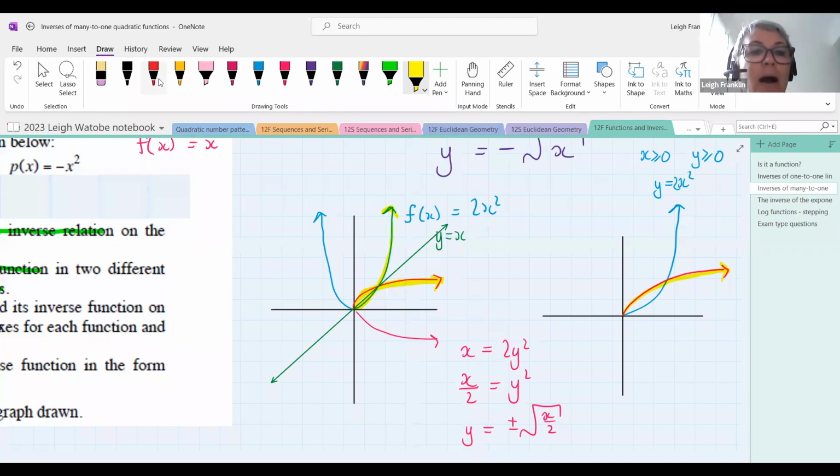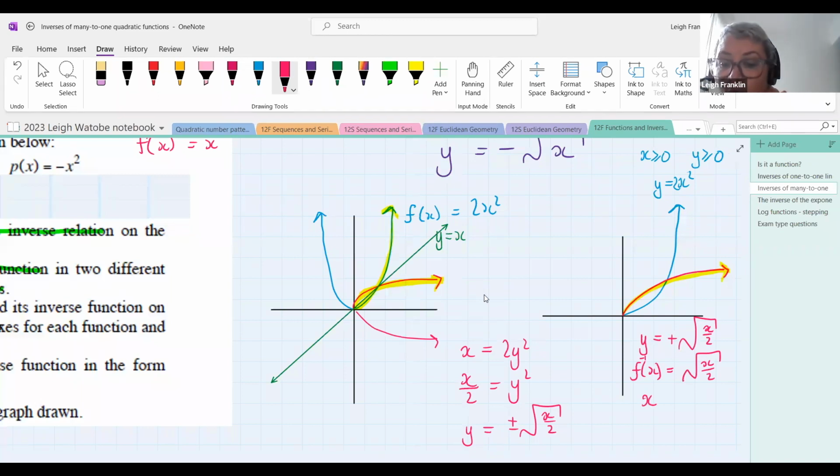So now I am allowed to use functional notation here. This is the graph of y equals plus root x over 2. And I can write this using functional notation. So I'm going to write f to the minus 1 of x, and it would be root x over 2. Here, I'm working where x is greater than or equal to 0, and where y is greater than or equal to 0.